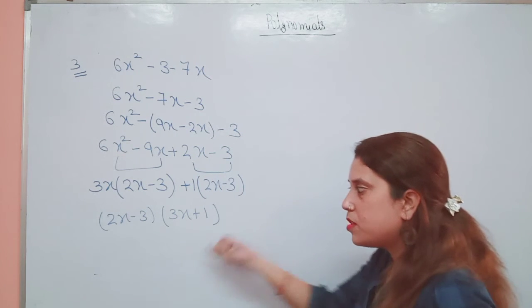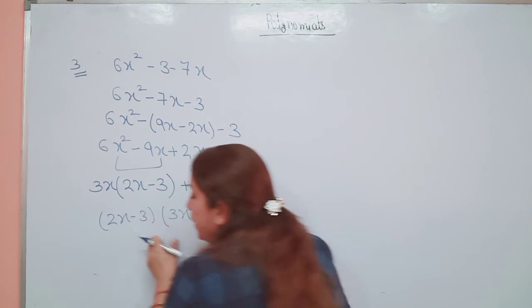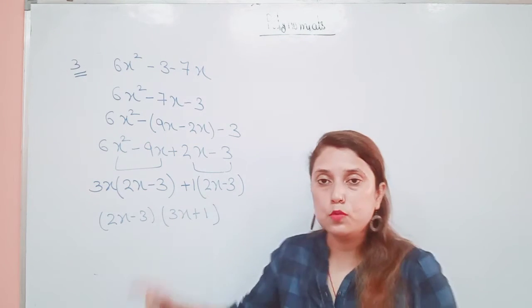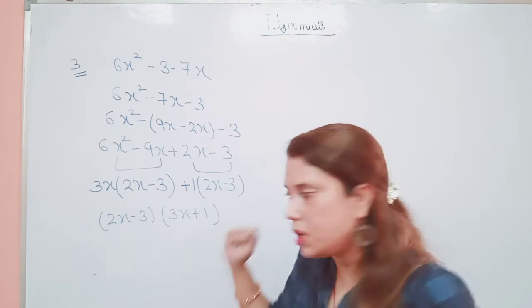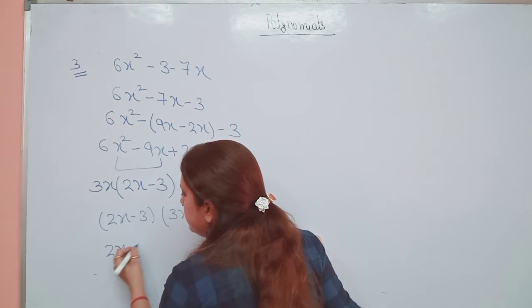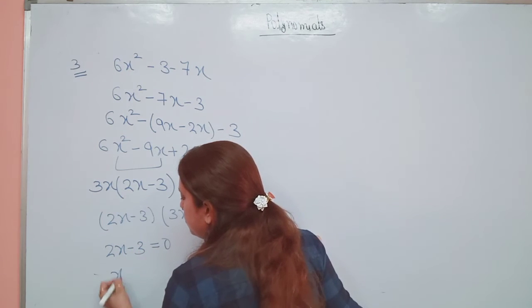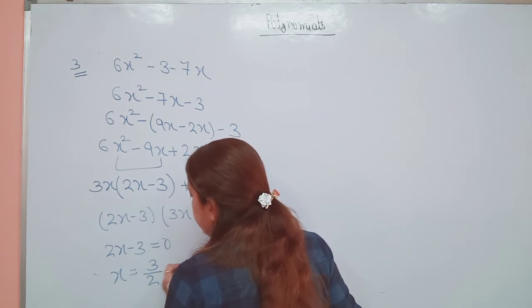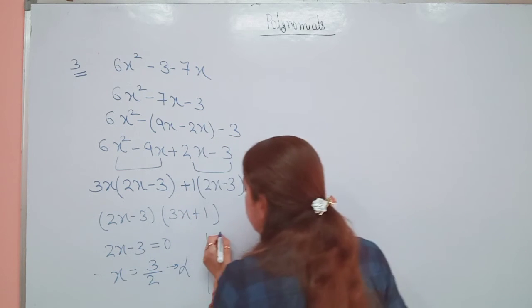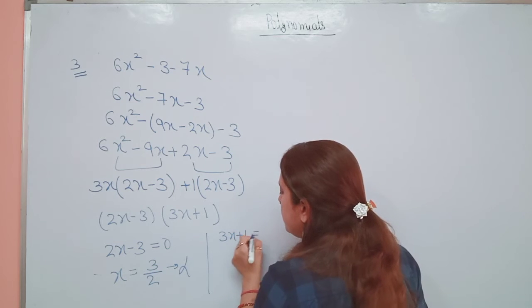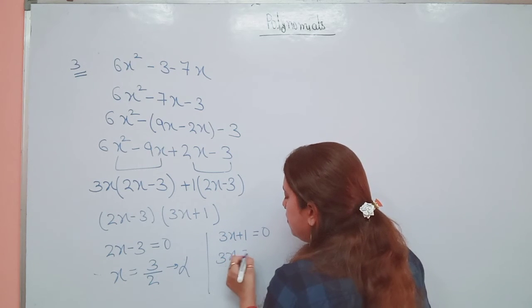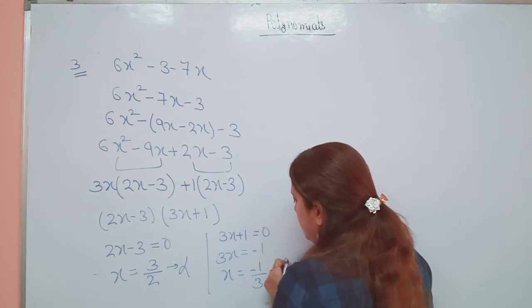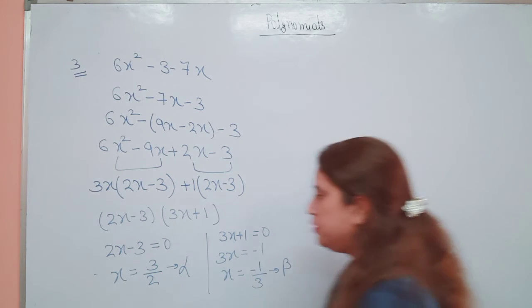Now find the zeros. How to find the zeros? Equate with 0. If we have factors, then how to find the zeros? Equate with 0. So 2x minus 3 is equal to 0. So one zero will be plus 3 upon 2. Let this be alpha. And the other, 3x plus 1 is equal to 0. 3x is equal to minus 1. x is equal to minus 1 by 3. This is beta.